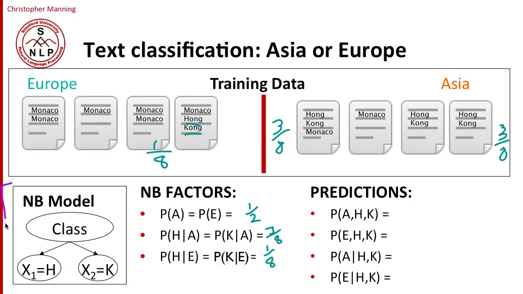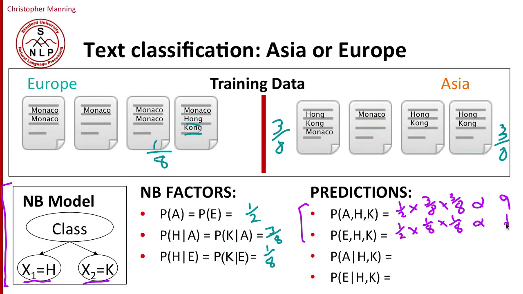Okay, now let's again move to test time. Here's our naive Bayes model, and our document that we're testing on has the words Hong and Kong appearing once each and nothing else from our vocabulary. If we work out the same kinds of probabilities as before, we get a half times 3/8 times 3/8 for Asia, and a half times 1/8 times 1/8 for Europe. The denominators are always the same, so we can just look at the numerators. So this is proportional to 9, and this is proportional to 1. Then when we work out the posterior probabilities, for Asia we get 9 over 9 plus 1 equals 9/10, and for Europe we get 1 over 9 plus 1 equals 1/10.